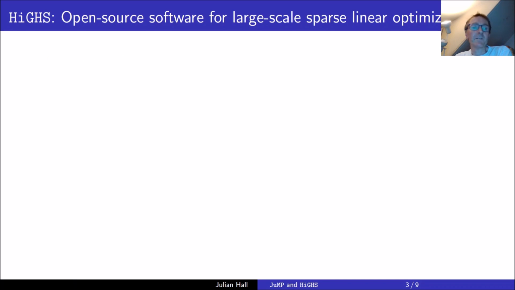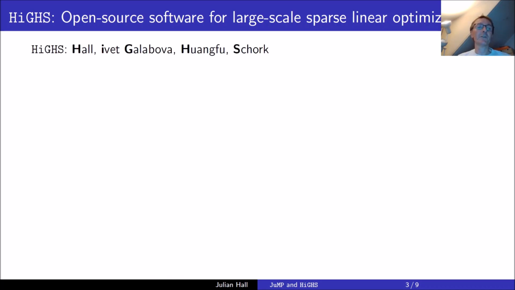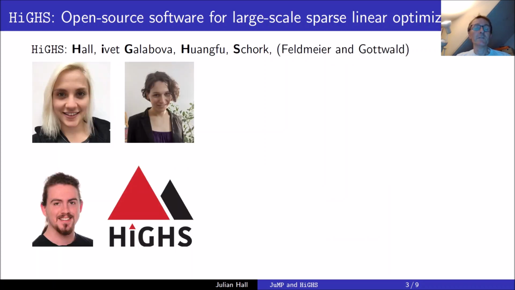So, what is HiGHS? It's open source software for large-scale sparse linear optimization. First of all, the name. This comes from the initials of the original contributors: me, Yvette Galabova, Chi-Hang Fu, and Lukas Schork. To these two we add Michael Feldmeyer and Leona Gottwald, and Yvette, Leona, Michael and I are the current team.